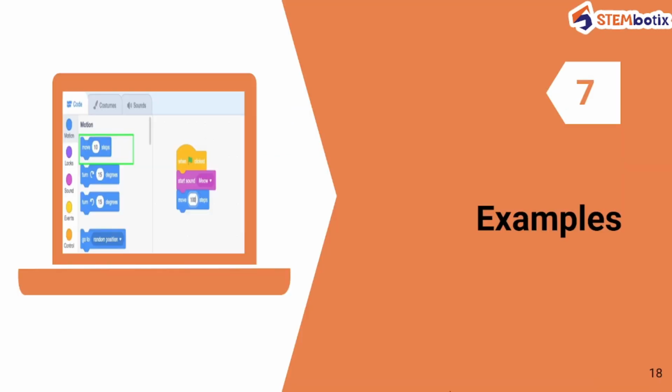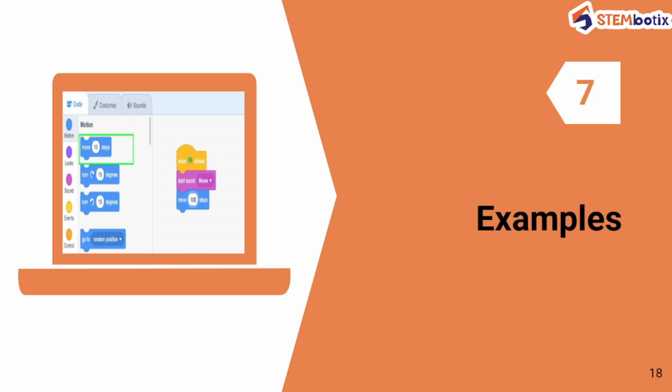After seeing the different categories of blocks available in the block programming palette, we have reached the final section of this tutorial, which is examples. In the previous six sections, we have seen the different categories of blocks which are available in the block programming palette, namely motion blocks, looks blocks, sound blocks, event blocks, control blocks, sensing blocks, operator blocks, variable blocks, and My Blocks.